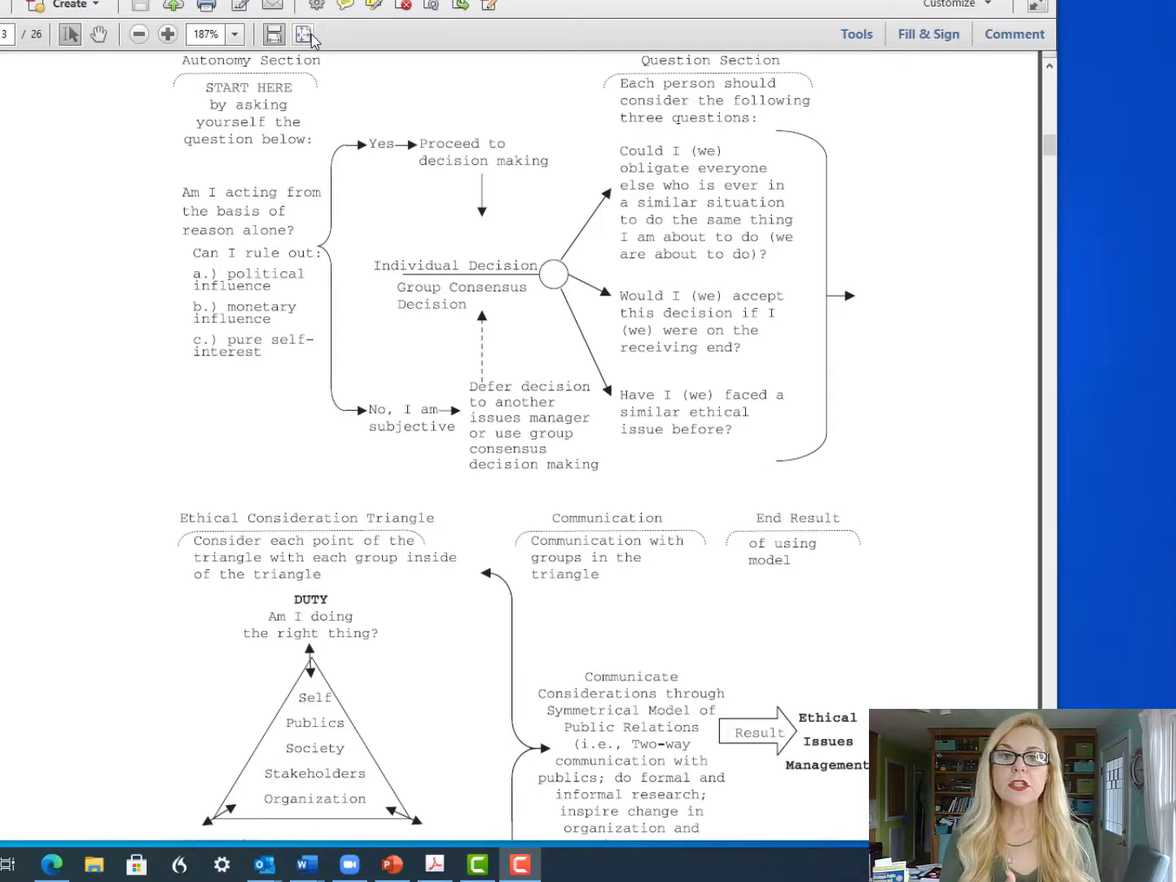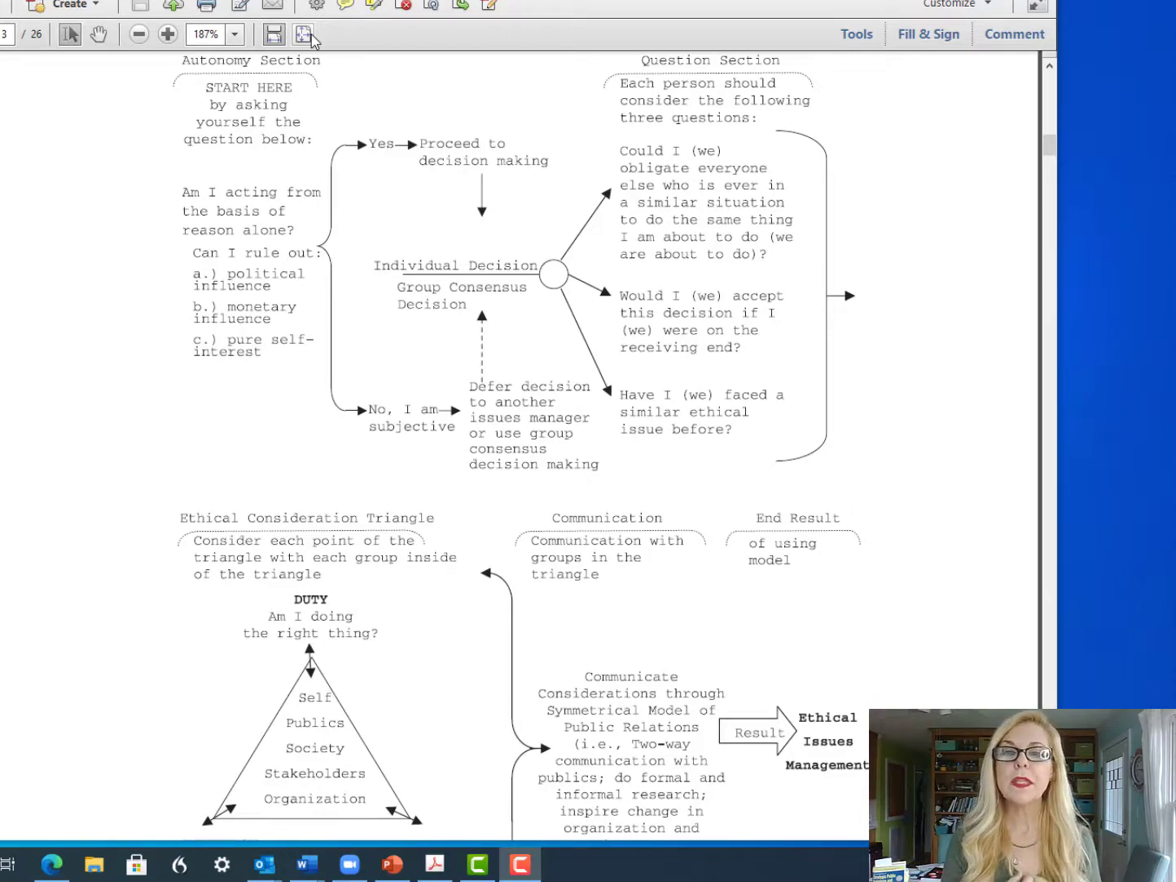The next question is, would you or we, if it's a group, accept this decision if you were on the receiving end? This brings in reciprocity and empathy and moral sensitivity into the decision, making sure, again, that you're not infringing upon the rights of others. If you wouldn't accept the decision, or if you would feel odd about being on the receiving end, that's a red flag. That's an indicator that something may be wrong with the decision options and you need to do some more research.